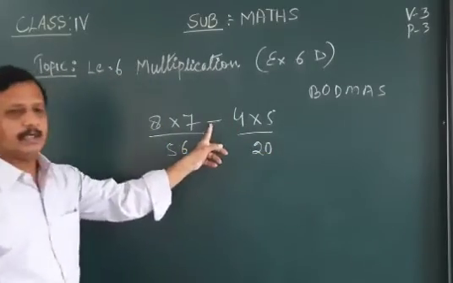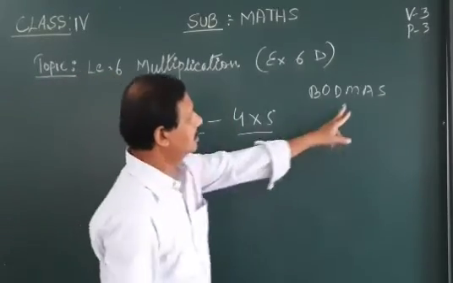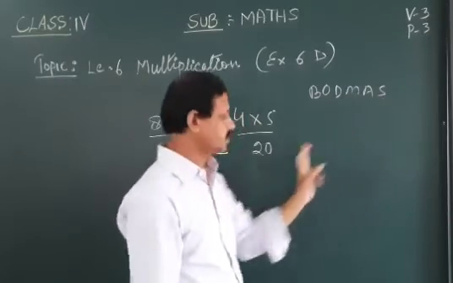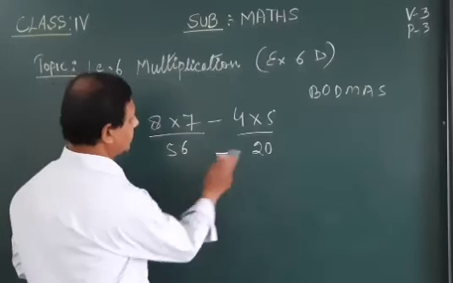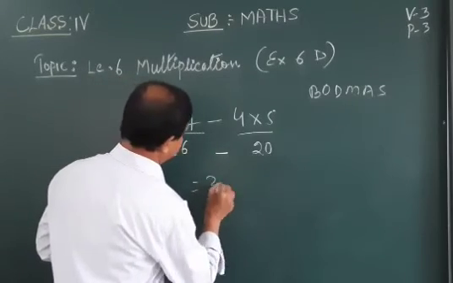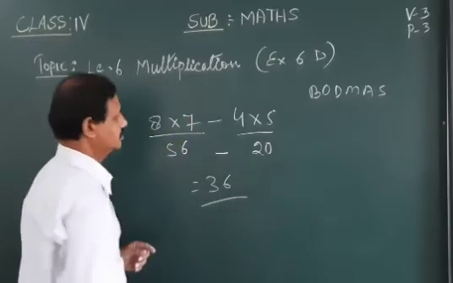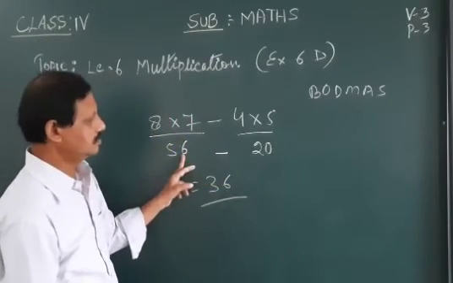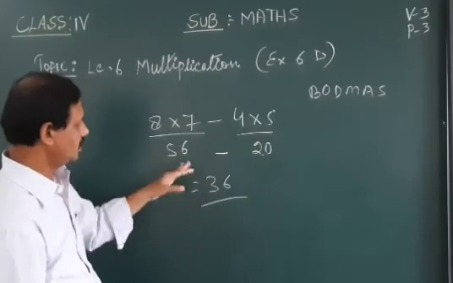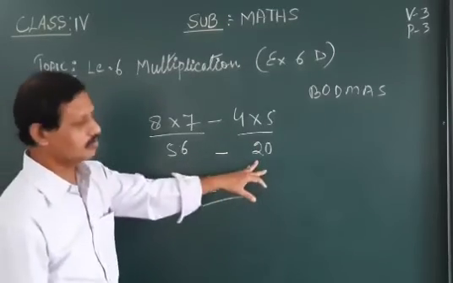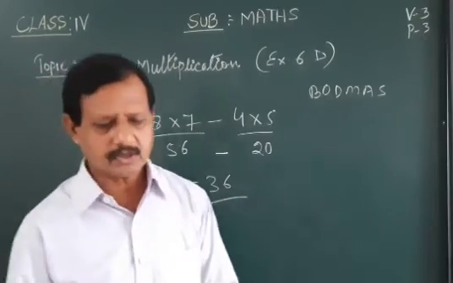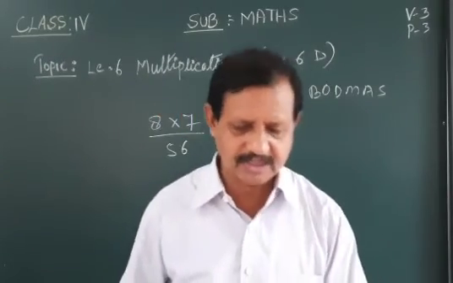Now what is given here? Minus. After multiplication, addition is not there, leave it. Now go for subtraction. If I subtract, then what will you get here? 36. 6 minus 0, you will get 6. 5 minus 2 is 3. Okay. So dear students, all of you have to complete this exercise also.